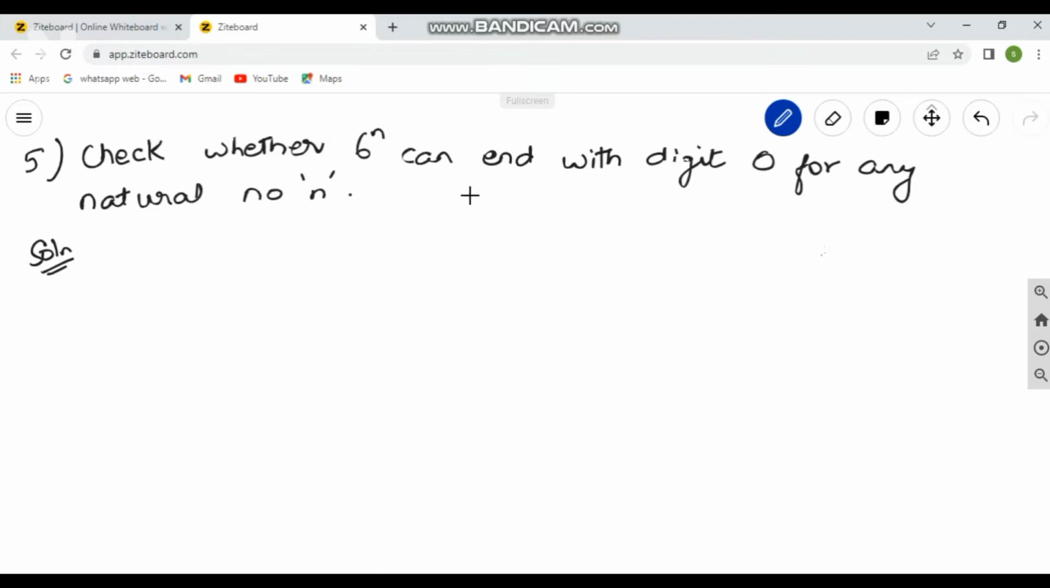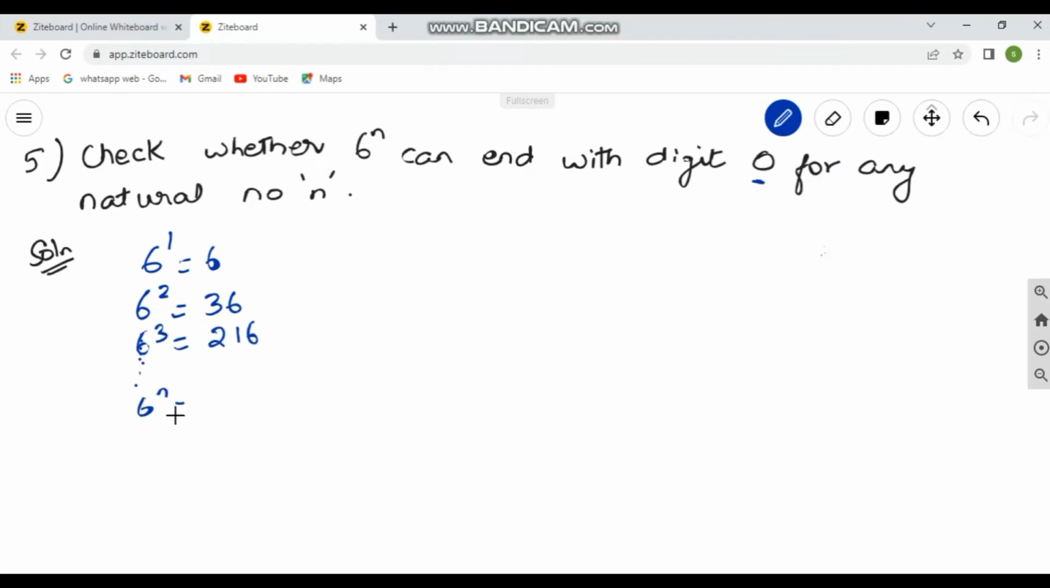Sum number 5. Check whether 6 power n can end with digit 0 for any natural number n. So we have to check whether the number 6 power n can end with the digit 0 for any natural number n. So first, what is 6 power 1? 6 power 1 is nothing but 6, isn't it? 6 power 2 is nothing but 36. 6 cube is 216.